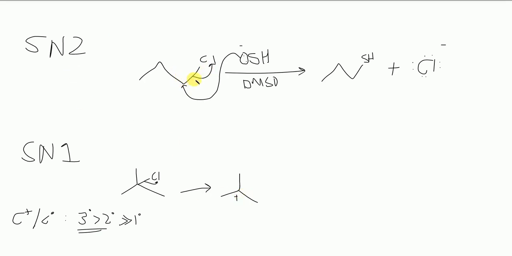In SN2 we have primary and secondary, and these don't leave right away. So it's a one-step reaction. The nucleophile helps this to leave. And over here, this leaves on its own because it can just take these electrons from the sigma bond and leave and form this carbocation. And so this is what's forming.